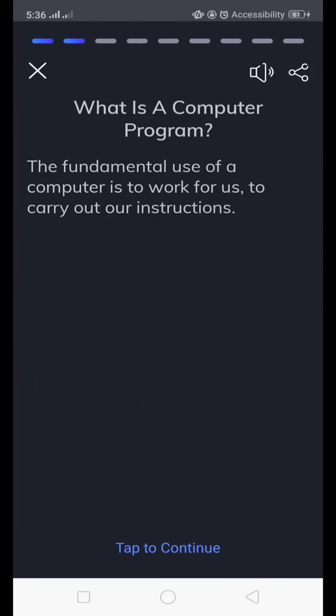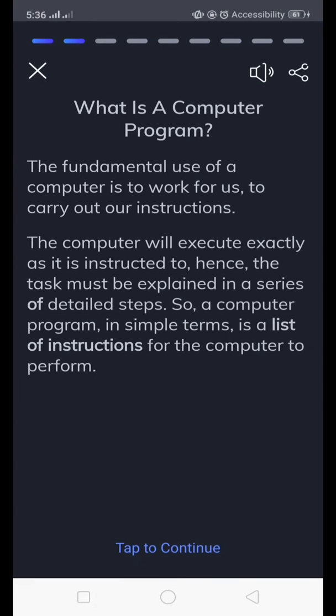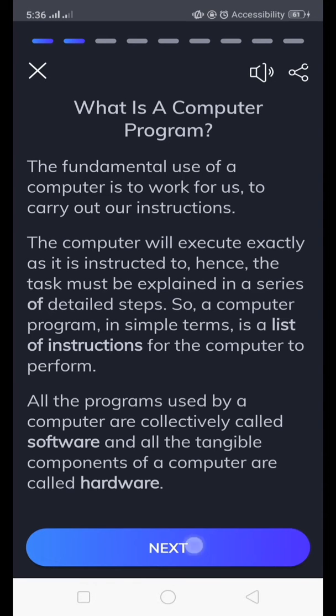The fundamental use of a computer is to work for us, to carry out our instructions. The computer will execute exactly as it is instructed to, hence, the task must be explained in a series of detailed steps. So, a computer program, in simple terms, is a list of instructions for the computer to perform. All the programs used by a computer are collectively called software, and all the tangible components of a computer are called hardware.